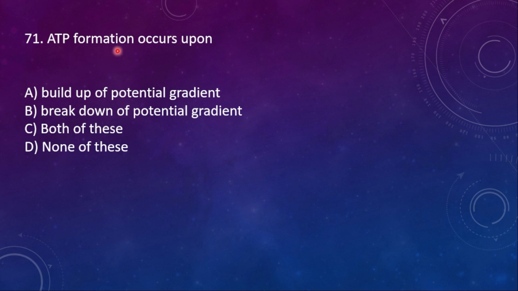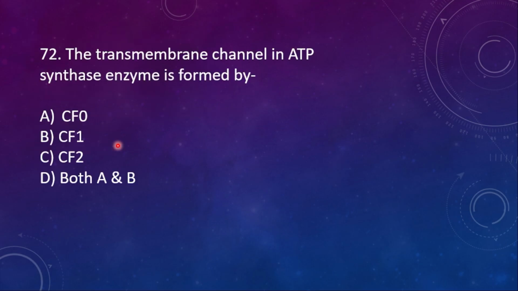71. ATP formation occurs upon A, build-up of potential gradient, B, breakdown of potential gradient, C, both of these, and then D, none of this. Here the right option is option B. After the breaking down of the potential gradient, the formation of ATP takes place.